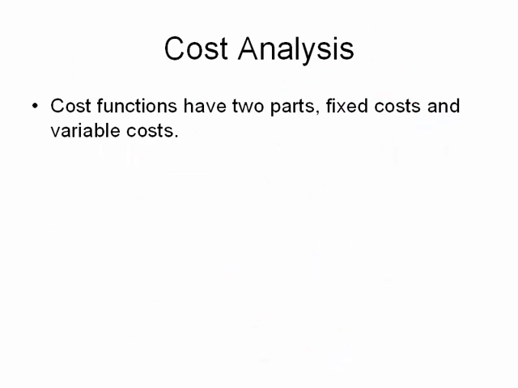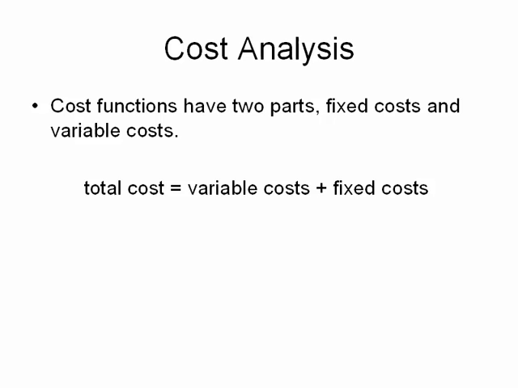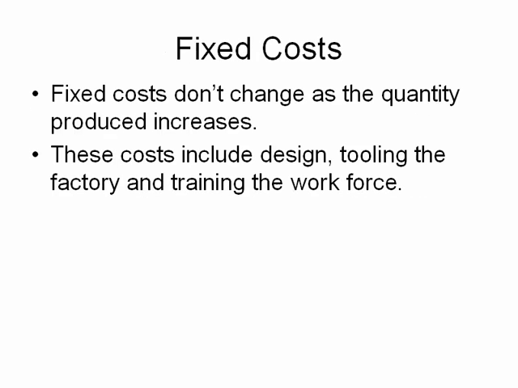We're going to talk about cost analysis. Cost functions have two parts, fixed costs and variable costs. The total cost of any production line is going to be equal to the variable costs plus the fixed costs. The fixed costs don't change as the quantity produced increases. These costs include things like design, tooling the factory, and training the workforce.